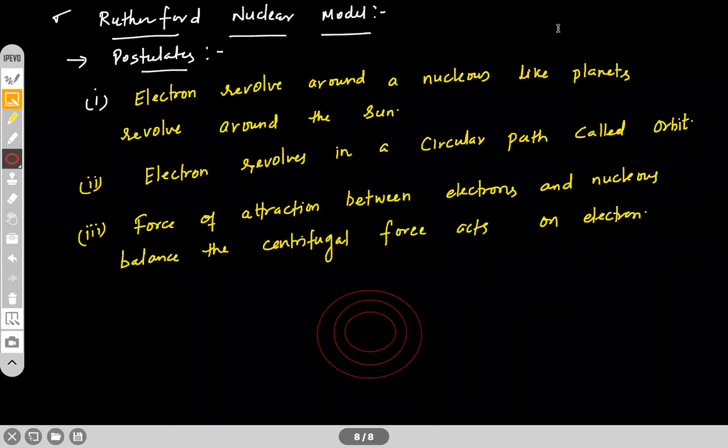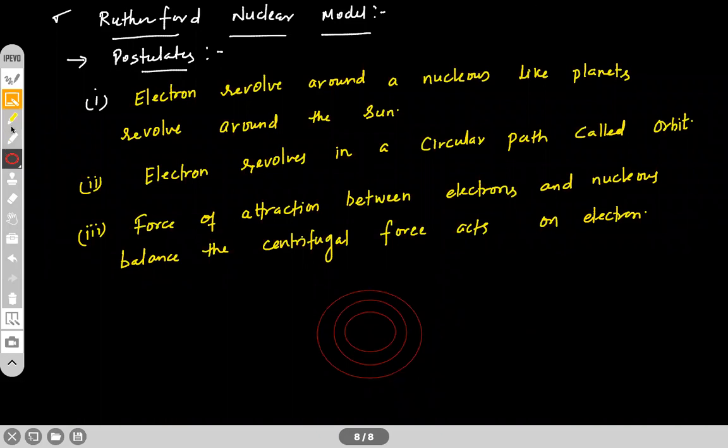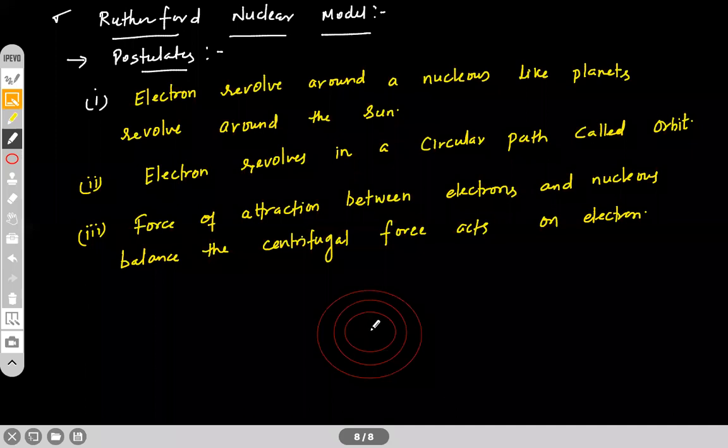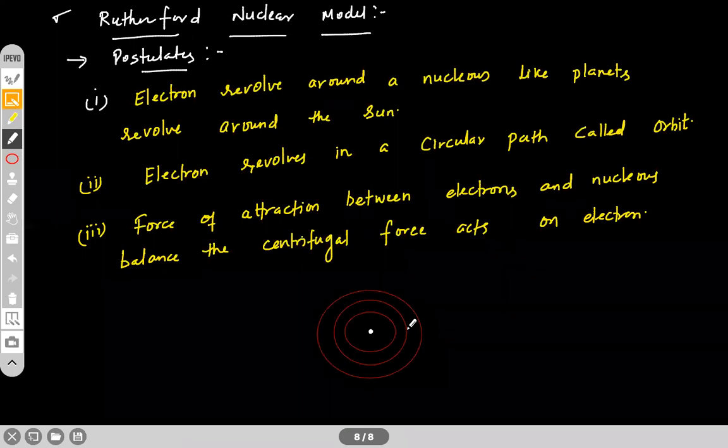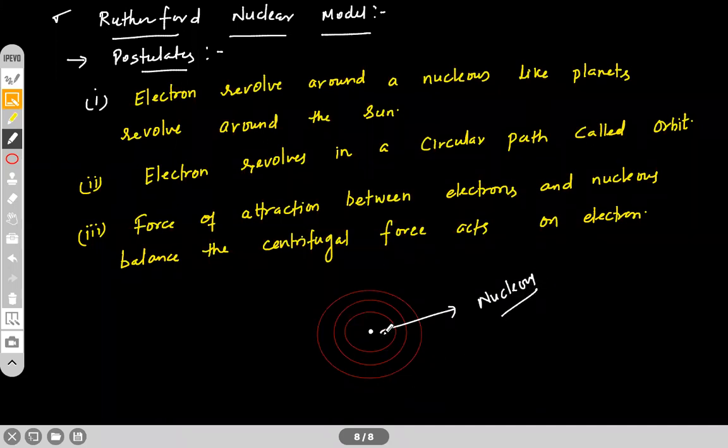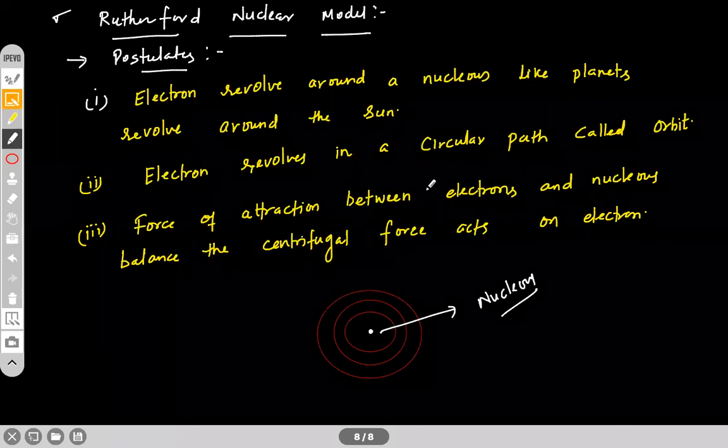No, he did not talk about the number of electrons in this orbit. We just have electrons. And there is a very small region, which is the center of these circular paths. This region is the nucleus. This is nucleus, and electron revolves around this nucleus in different orbits like this. This is what he said, like planet revolves around the sun.